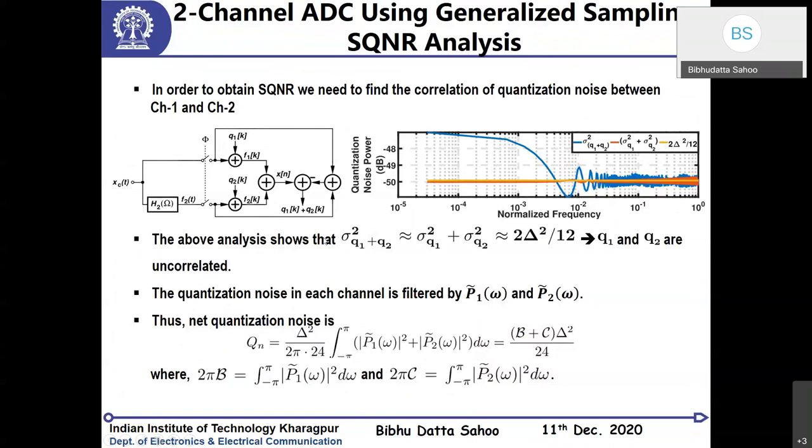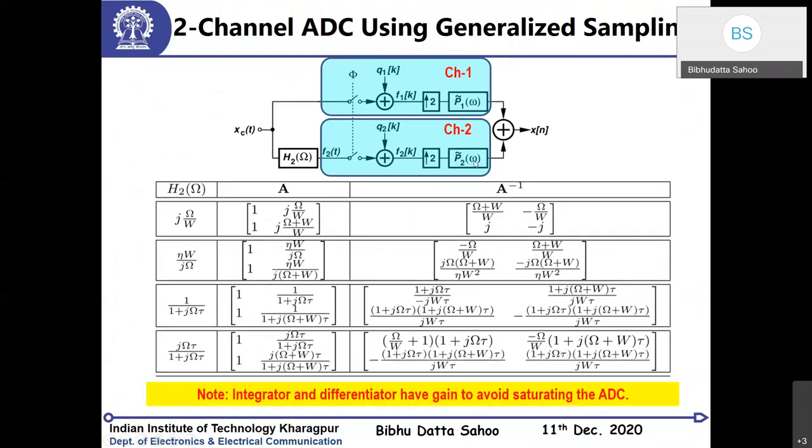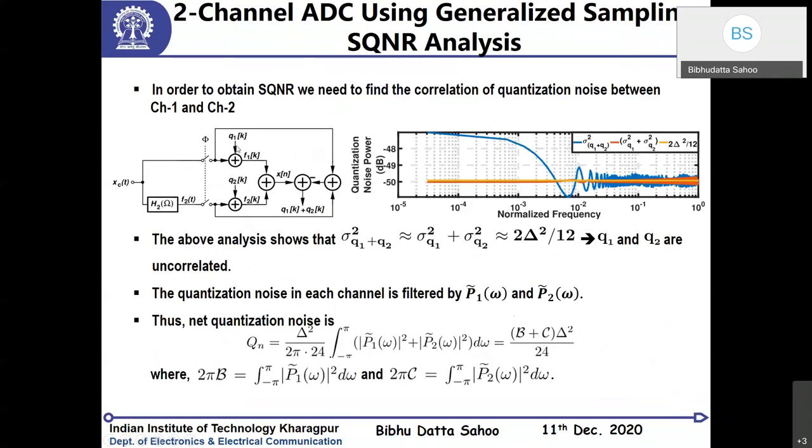Now, in order to do an SQNR analysis, you can see that these two quantization noises go through a filter. Whenever quantization noise goes through a filter, if I treat it as a random process, it will go through some kind of filtering process and finally get added up. If we want to quantify this clearly, we need to make sure whether these two are uncorrelated or correlated. So we did an exercise where we took this one and obtained Q1 plus Q2 in this manner. We showed that the variance of Q1 plus Q2 is equal to the variance of Q1 plus the variance of Q2, as per the plot over here for an 8-bit case, which is equal to twice delta square by 12. This implies that Q1 and Q2 are uncorrelated.